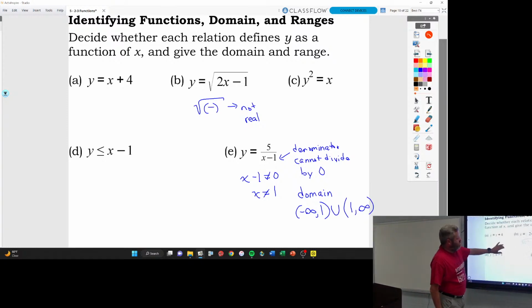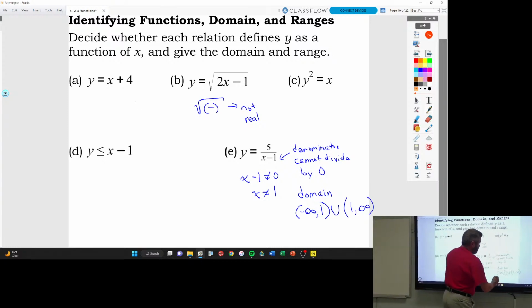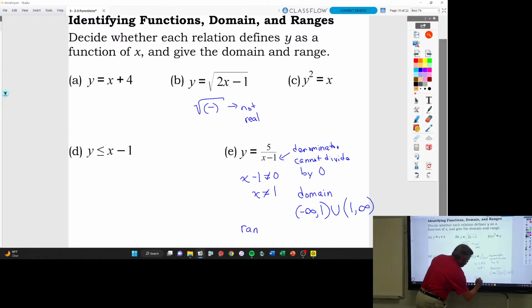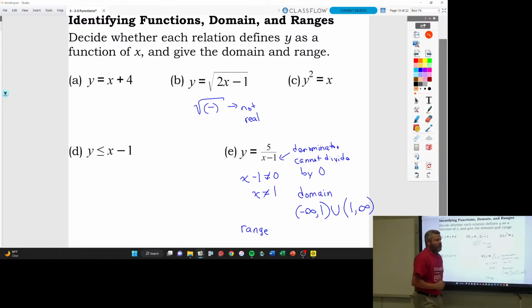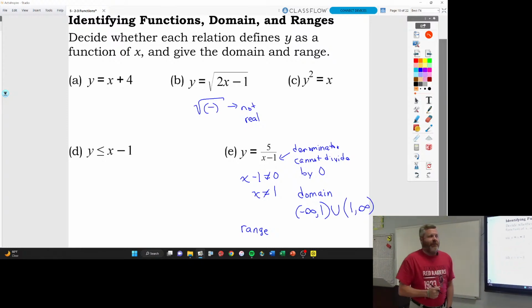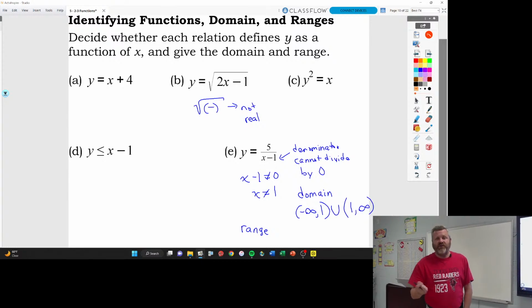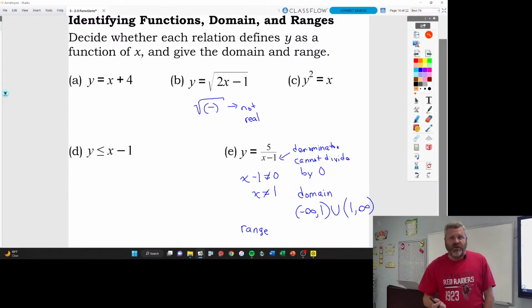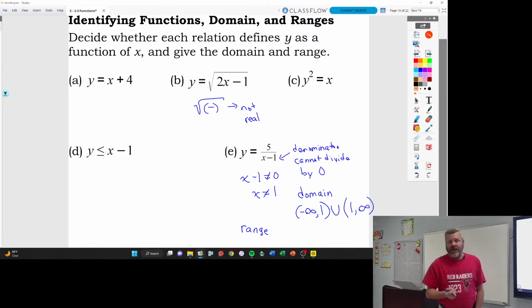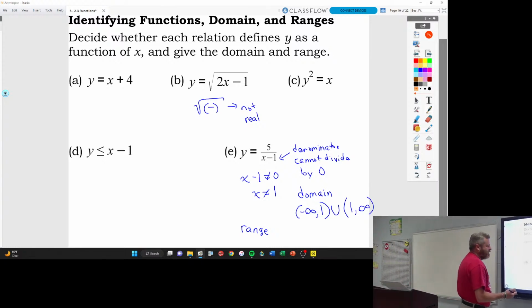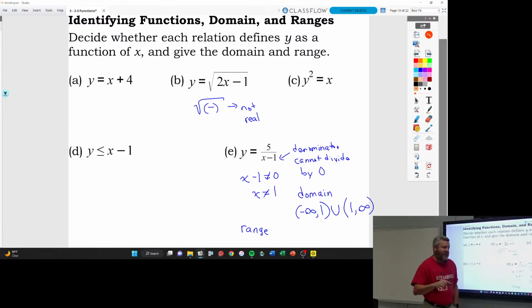Well, what's the range? So I'm dividing by something. The top number is 5. You take that number 5, you can divide it by anything you want. I don't care if it's positive, I don't care if it's negative. You can take the number 5, you can divide 5 by 10 billion. 5 divided by 10 billion is very, very small. 5 divided by negative 10 billion, very, very small. But it doesn't quite get to 0.